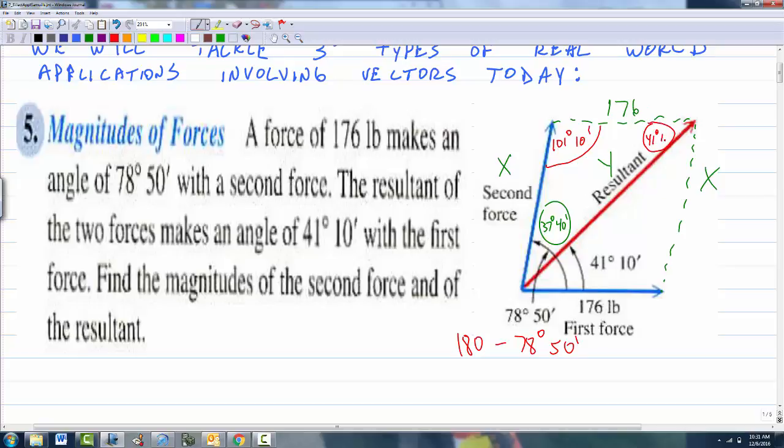Why 41? There's two reasons. The simplest reason is these are alternate interior angles. The other class, we flashed them across. We alternate interior this one. We found every angle in every spot.